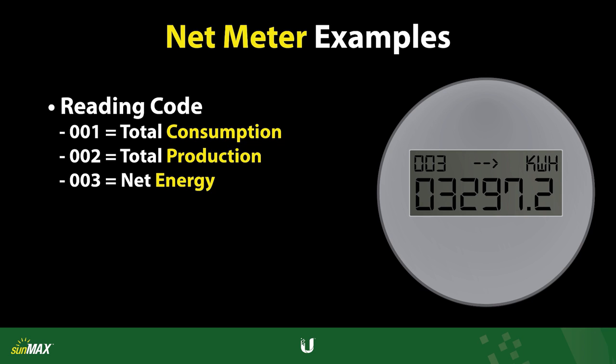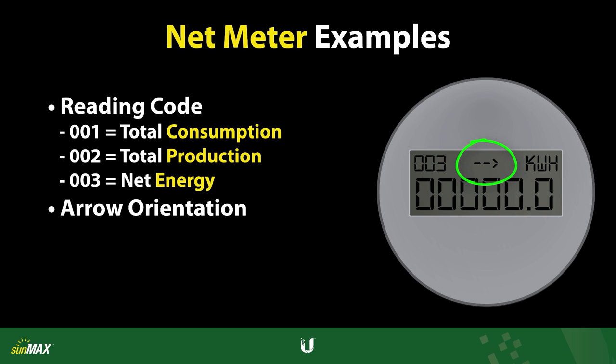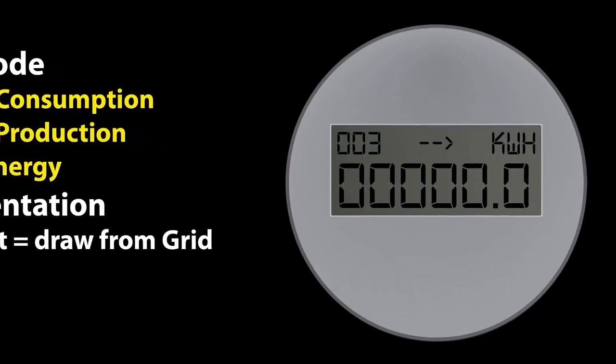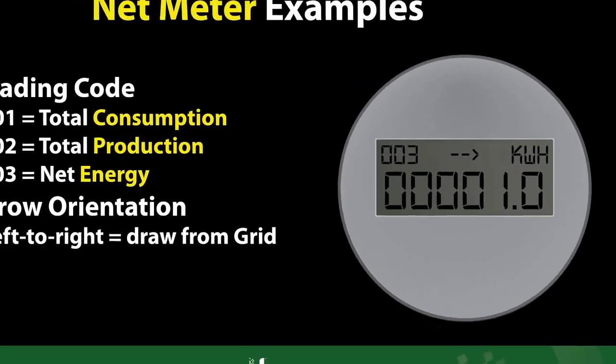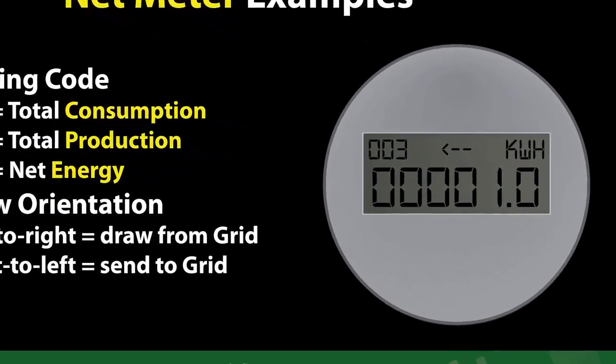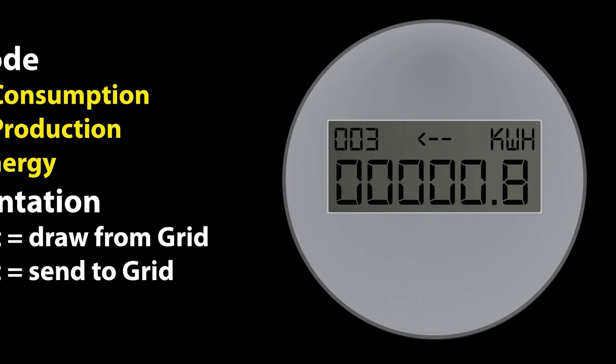At any given moment, an arrow indicator on the net meter shows the flow of energy. When pointing left to right, energy is drawn from the grid. When pointing right to left, energy is being sent to the grid. As production begins to exceed consumption under net total, the meter eventually counts down past 0 kilowatts, reading 99999.9 kilowatts, and so forth.